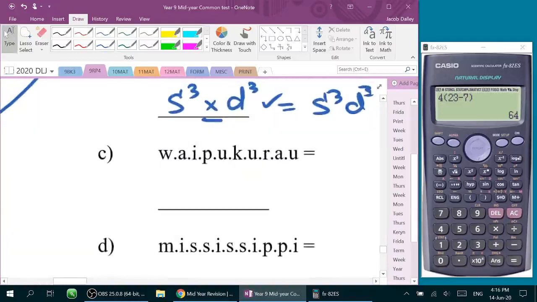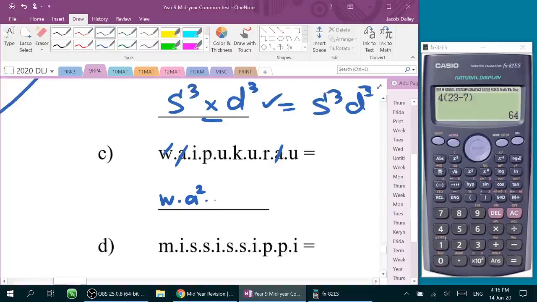Alright, this one here, Waipukura, we basically want to count up all the letters that are similar. So if we just start with W, are there any more W's? No, so we'll just put a dot. That means multiply. So a dot is another way to display a multiply in mathematics. So next we've got A. Do we have another A? We've got 1, 2. So I'll just cross them out so we use all the letters. So this is going to be A squared.